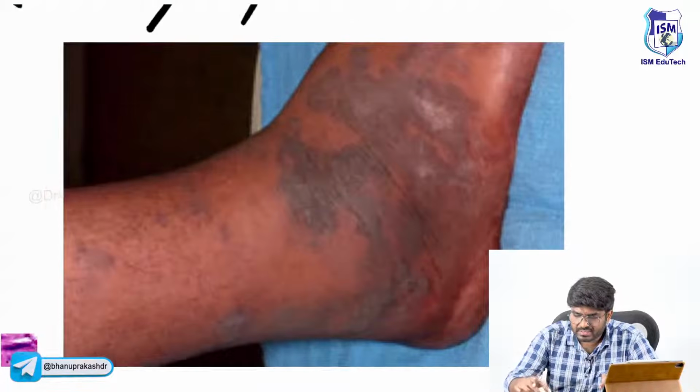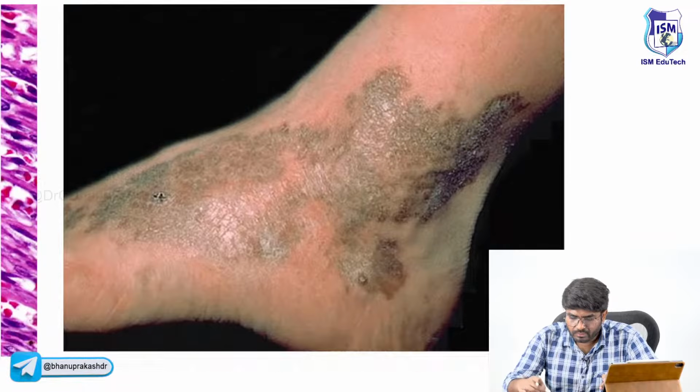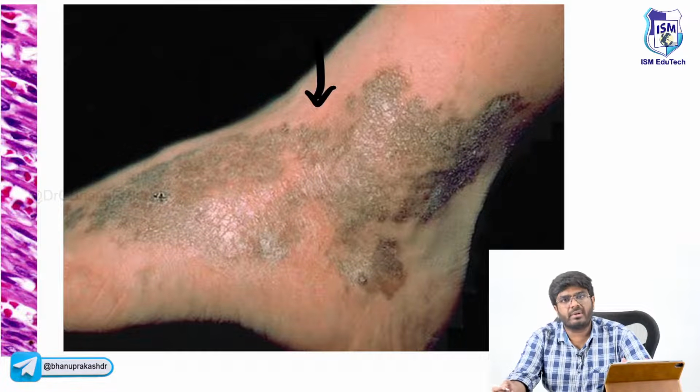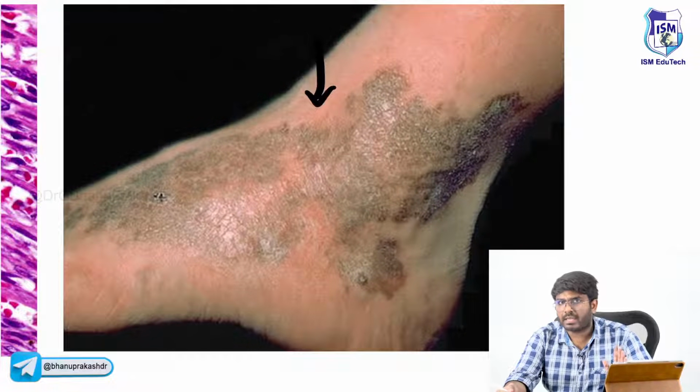Lower limbs, you can very clearly see these are the image based questions. They will give you, sir, what exactly? This is a classical image. Every time they will give you this in your exam. This is the same image that will come in your exam, sir. Kaposi's sarcoma. Lower limbs are affected. Immunocompromised states, HIV patients. The causative agent is human herpes virus 8.